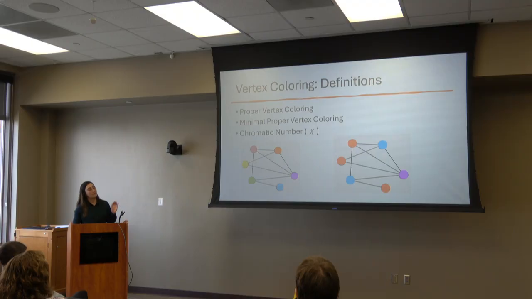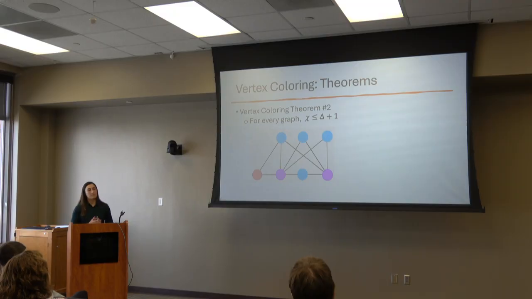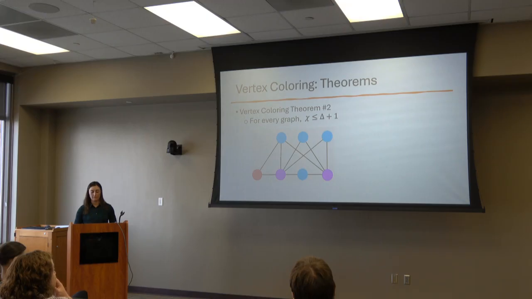So in our photos, the image on the left is a proper vertex coloring because none of those adjacent vertices have the repeating color, but the one on the right is minimal because we used the fewest number of colors possible. We have a few theorems associated with our key graph types that we discussed. Vertex coloring theorem number 2 says that for every graph, chi is less than or equal to the maximum degree plus 1. So all this is saying is that we'll never need more than the maximum degree plus 1 colors to color the vertices in any graph.